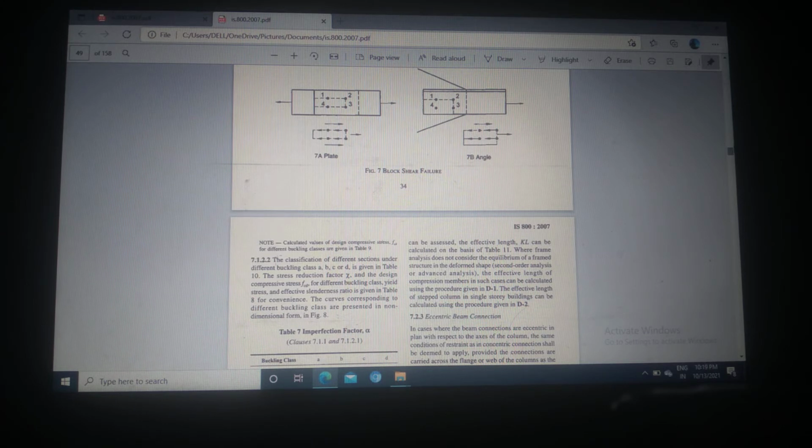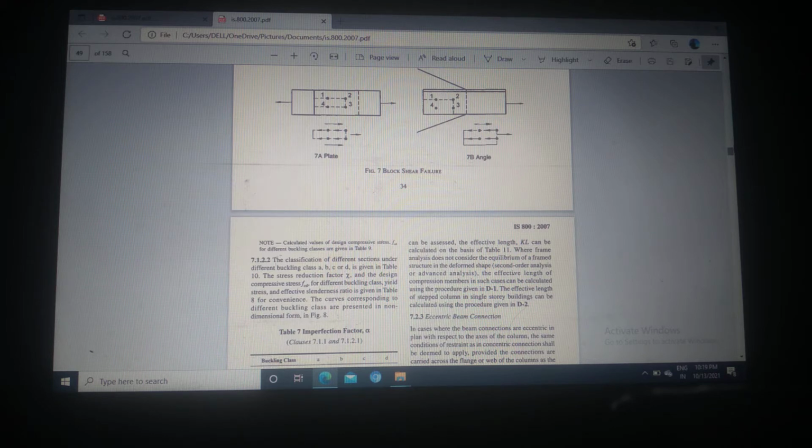So what will happen in block shear failure? Failure will be due to shear force and tension force, and the failure plane of shear force will be perpendicular to the plane of failure due to tension force. You can also see that in the angle. The tension force will act on the 2 3 plane and 1 4 plane, and shear force will act on 1 2 and 3 4.